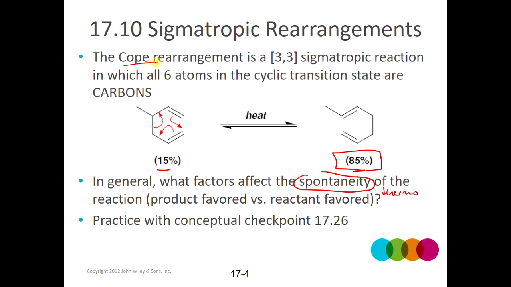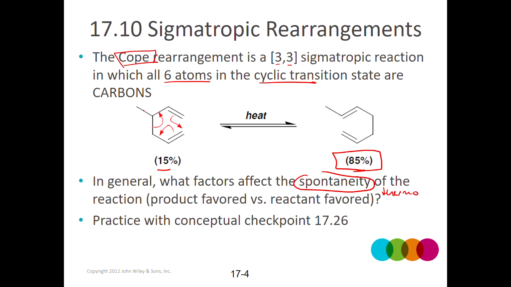So the Cope rearrangement is named after some dude, and it's specifically a 3,3 sigmatropic reaction where all 6 atoms in the ring are carbon atoms. So in the Cope rearrangement, I've got 6 carbons, the electrons flow around, and I get a different 6-carbon ring.